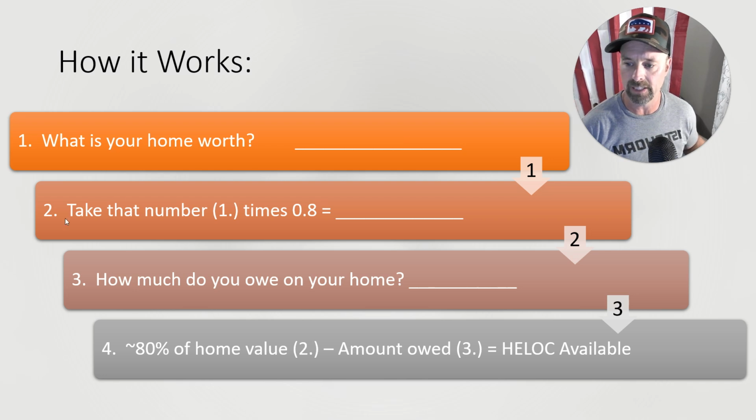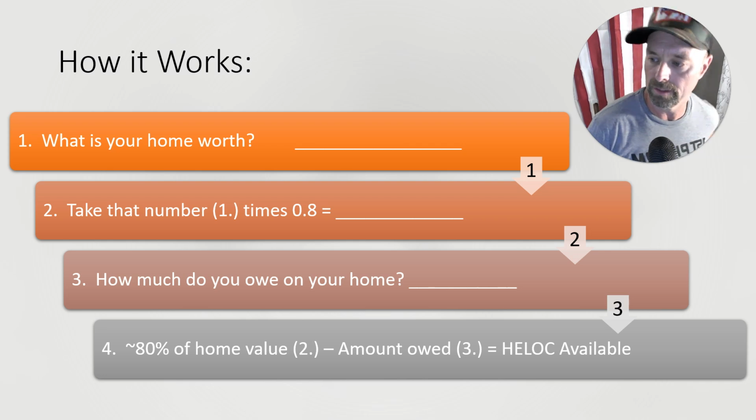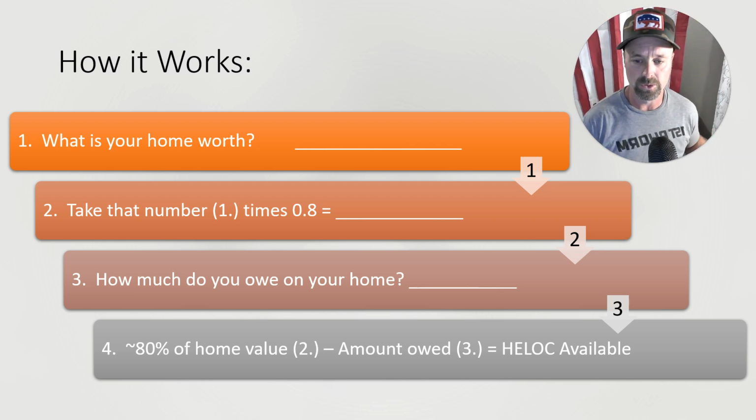And then number two here is let's take that times 0.8. What that's doing is taking an 80% loan to value, or LTV. Fancy words that the bank likes to use, but most of the times you can get a HELOC for 80, sometimes all the way up to 90% of your home's value. So we're just being conservative here, and we're looking at 80%. So take whatever your house is worth, and then take that number times 0.8, and that'll give you that LTV, or loan to value equity, that you can possibly get a HELOC for.